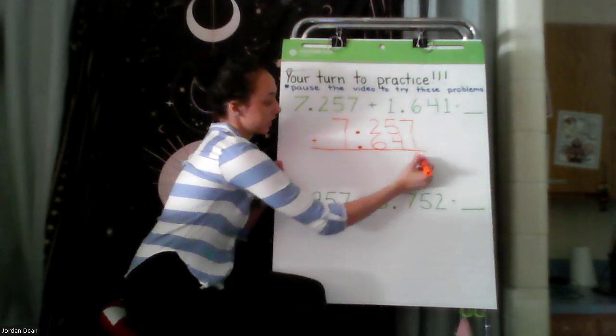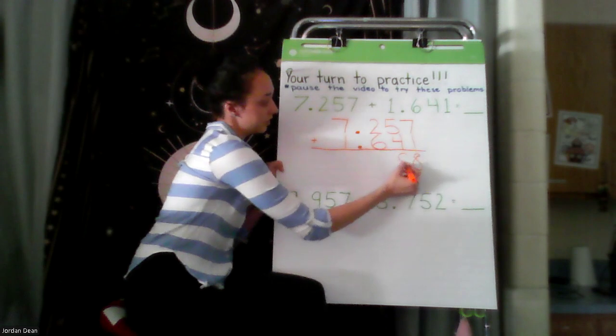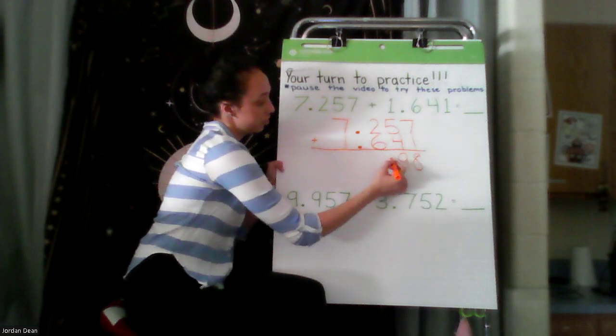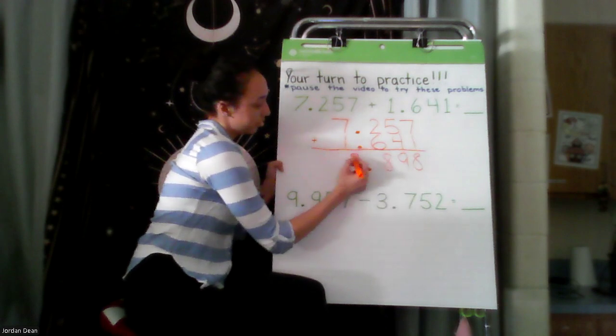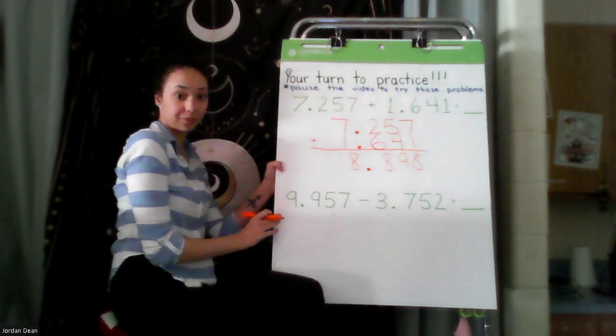7 plus 1 gives us 8. 5 plus 4 gives us 9. 6 plus 2 gives us 8. Bring down that decimal. 7 plus 1 gives us 8.